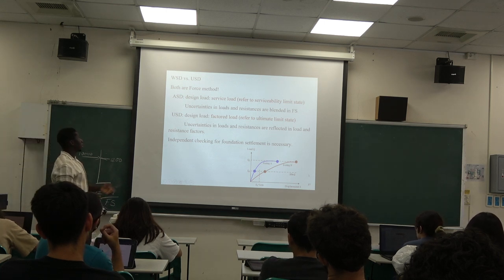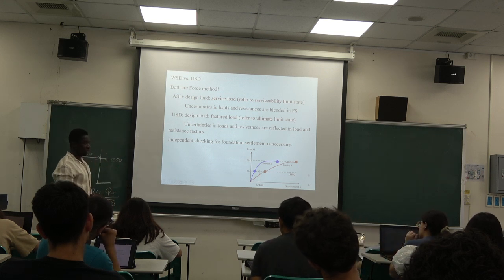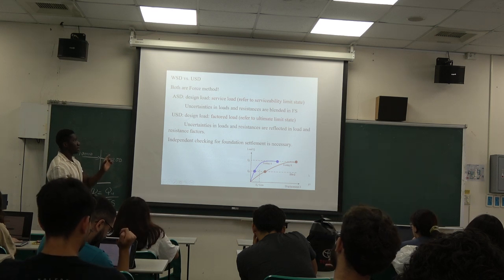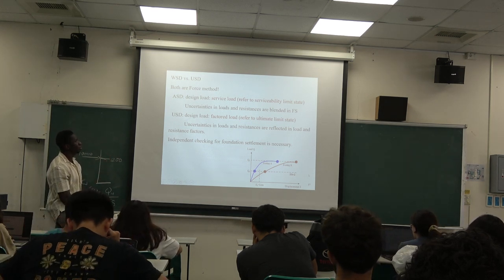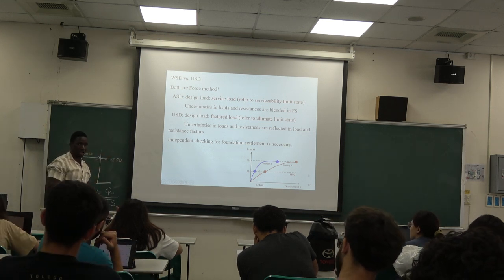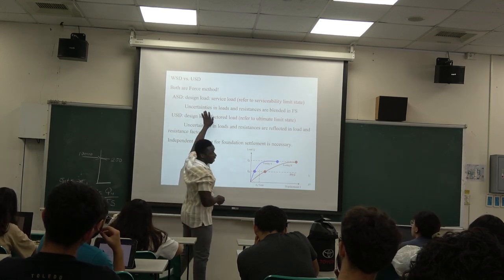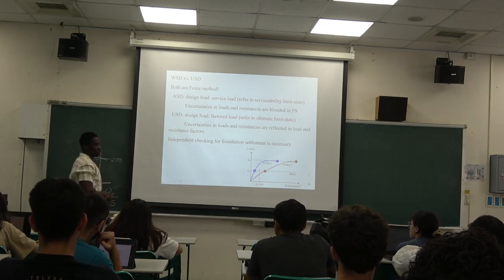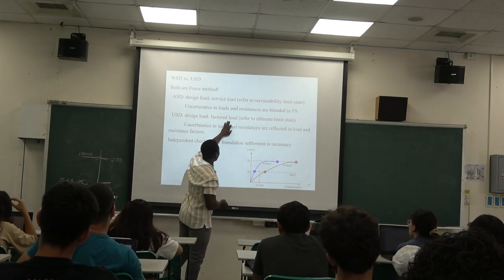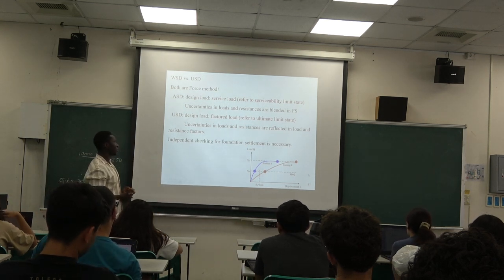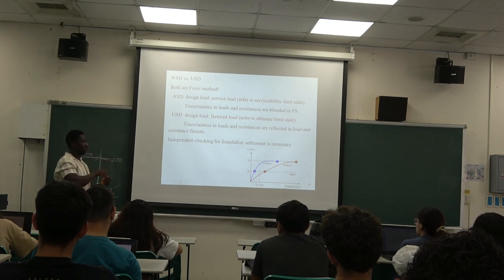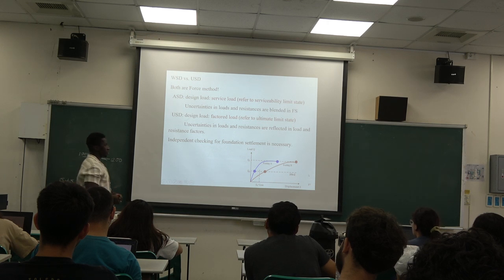Okay, so here it says the working stress design versus the ultimate strength design. Both are force methods. They both rely on force. In the working stress design, you have the design load. The service load refers to the serviceability limit state. Uncertainties in loads and resistance are blended in the factor of safety. So that's why whenever we do analysis, we have to include the factor of safety, because we will have uncertainties in the loading and the resistance. So you have to input the factor of safety, maybe 1.5, maybe 2, depending on your design. And in the ultimate strength design, the factored load refers to the ultimate limit state. Uncertainties in load and resistance are reflected in the load and resistance factors. So in both cases, they consider the factor of safety or the uncertainties, but in a different way.